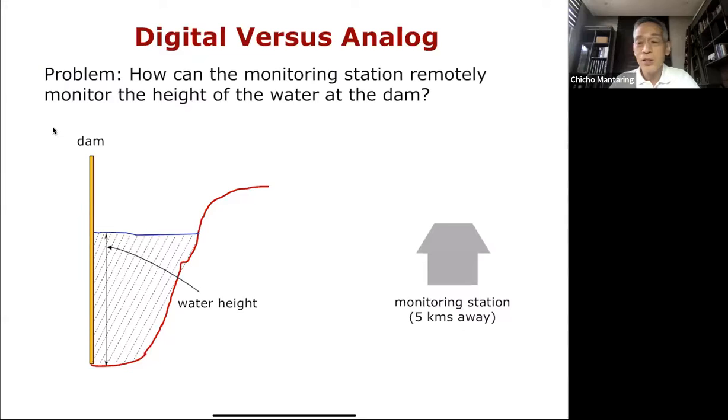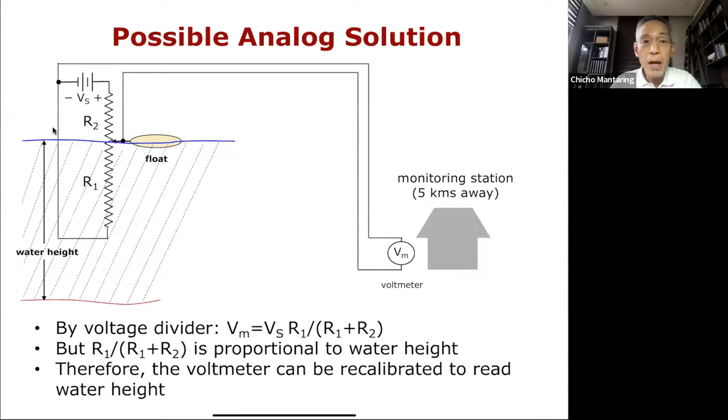So this problem is, I have a dam, and I want to monitor the height of the water in the dam from a monitoring station, and that monitoring station is 5 kilometers away. So the problem is, how can the monitoring station remotely monitor the height of the water at the dam? Now, here's a possible analog solution.